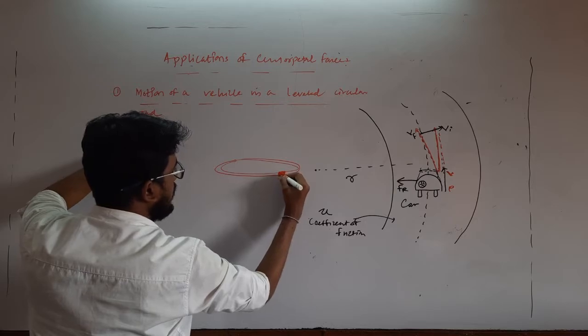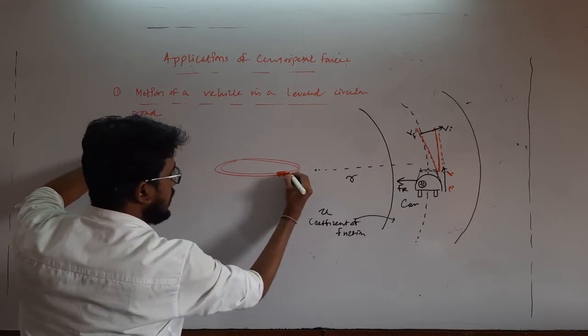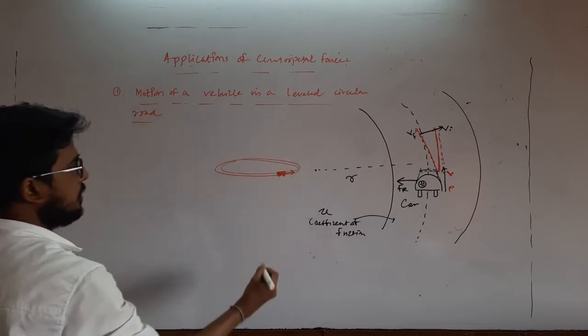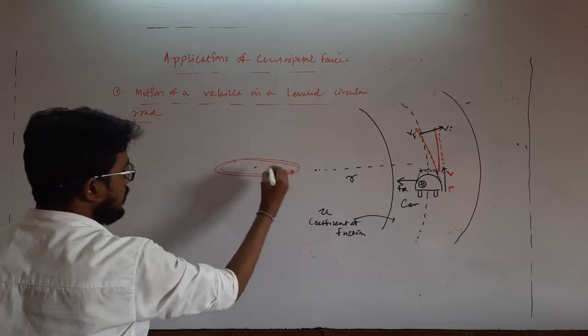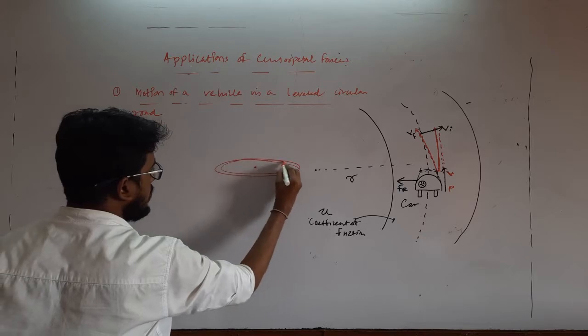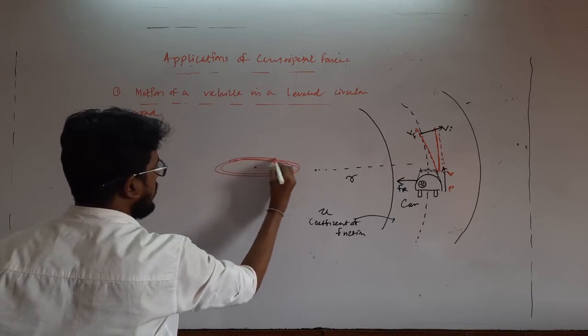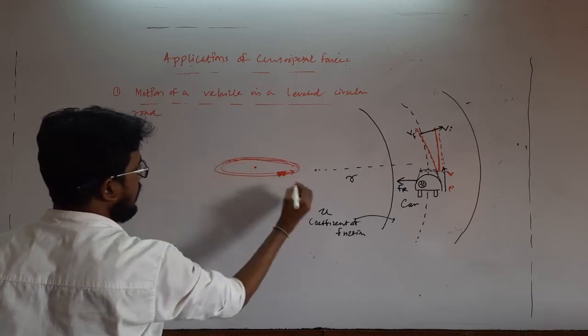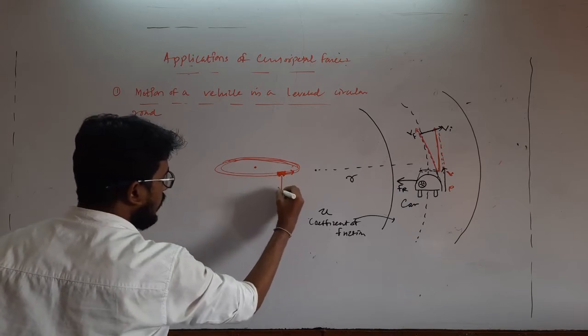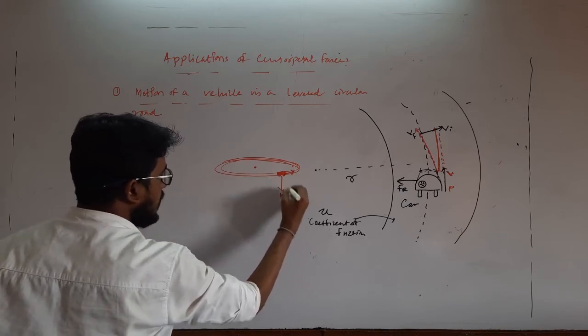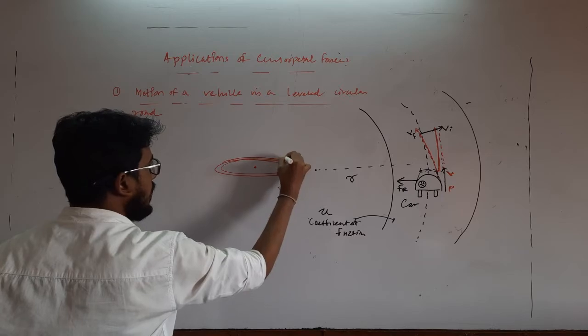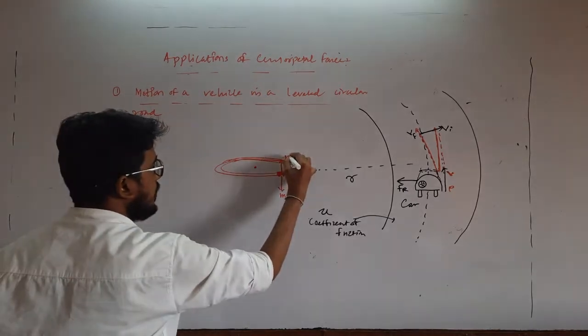Okay, this is the vehicle which is going along this direction. Clear? So this is the center of this circular track on which the vehicle is going, and the weight of the vehicle acting downward on the road, that is mg, and the normal reaction on the vehicle acting upward, that is N.